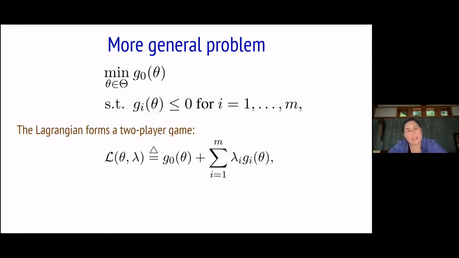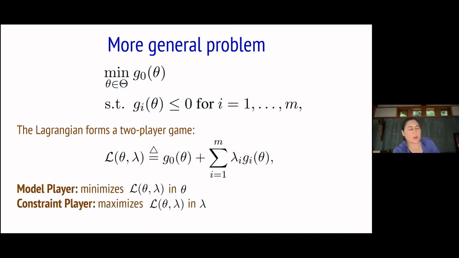So you're thinking, okay, let's just do a Lagrangian. It's a good solution. So we do the Lagrangian, and we get this two-player game where we have a model player who's trying to minimize the Lagrangian with respect to the model parameters theta, and we have a constraint player that's trying to maximize the Lagrangian with respect to the lambda.